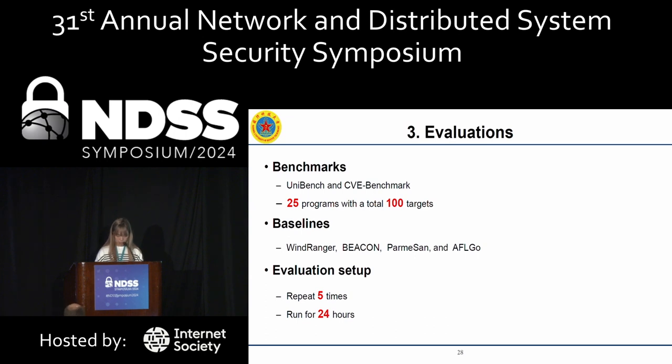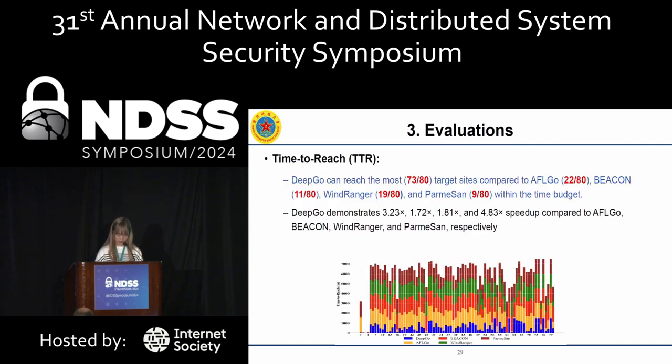In our evaluation, we compare DeepGo with the baseline fuzzers that were available, including WindRanger, Beacon, ParmeSan, and AFLGo, where the experiments were repeated 5 times within a time budget of 24 hours. To evaluate the performance of DeepGo in terms of reaching the targets, we tested 20 programs from UniBench with a total of 18 target sites and evaluated the times to reach targets. According to the results of TTR, DeepGo can reach the most target sites within the time budget. In terms of mean TTR, DeepGo can outperform all the baseline fuzzers. Therefore, we can conclude that DeepGo can reach the target sites faster than baseline fuzzers.